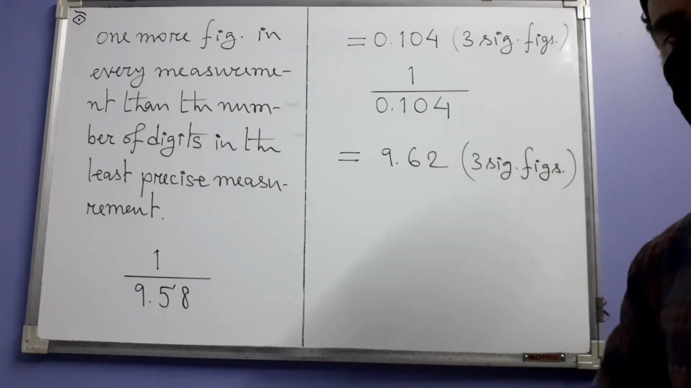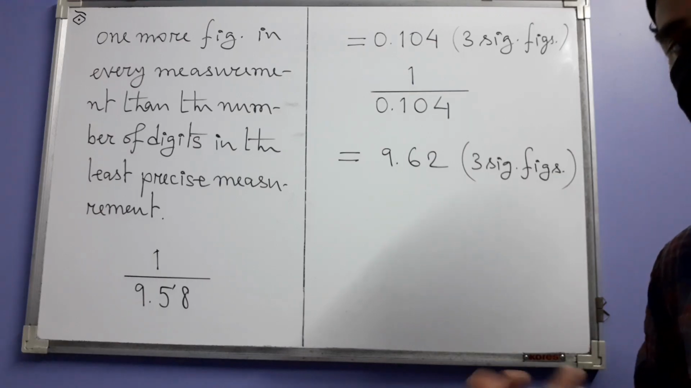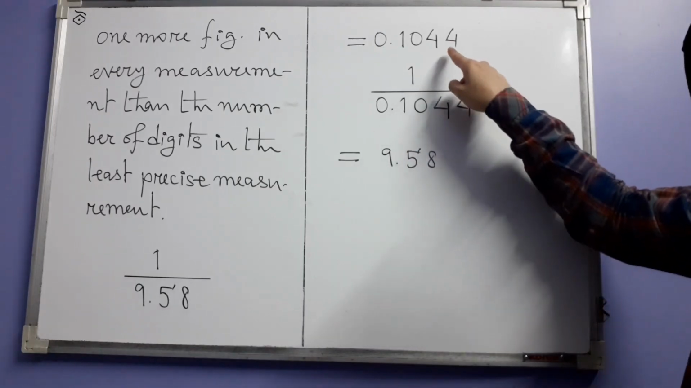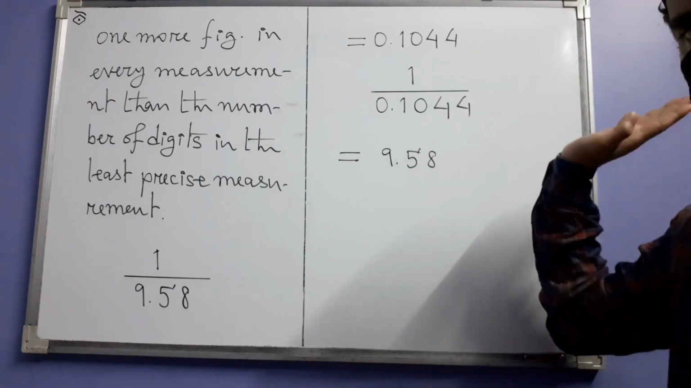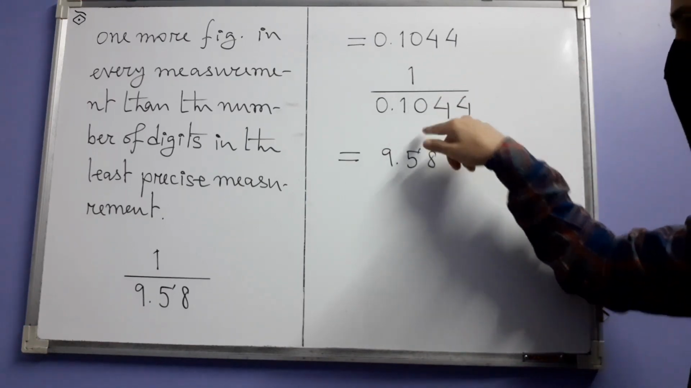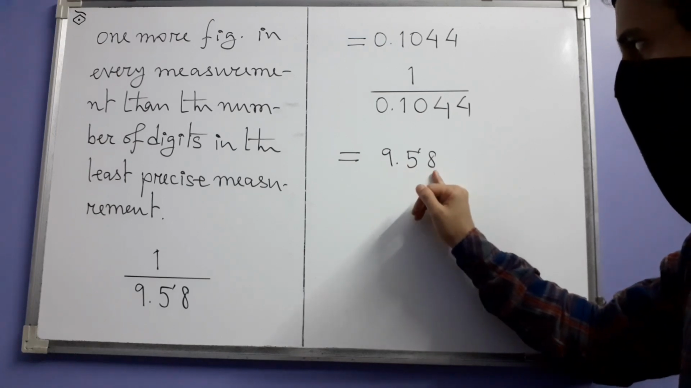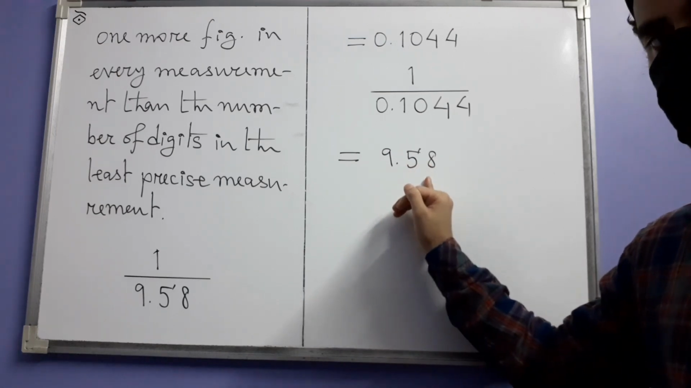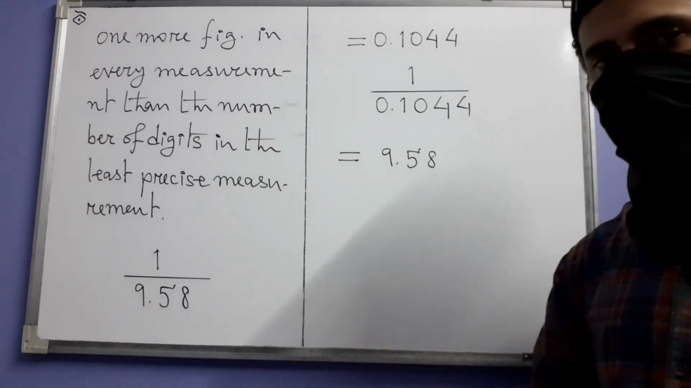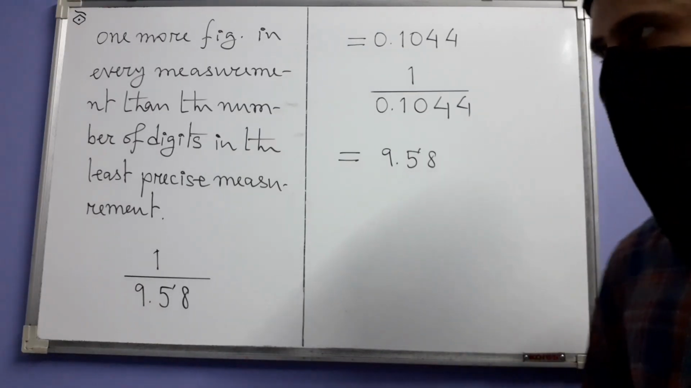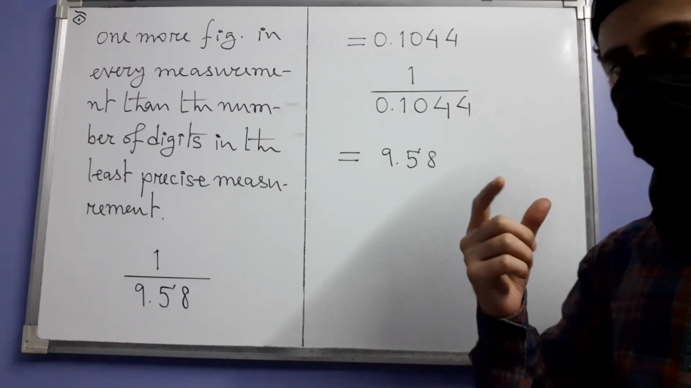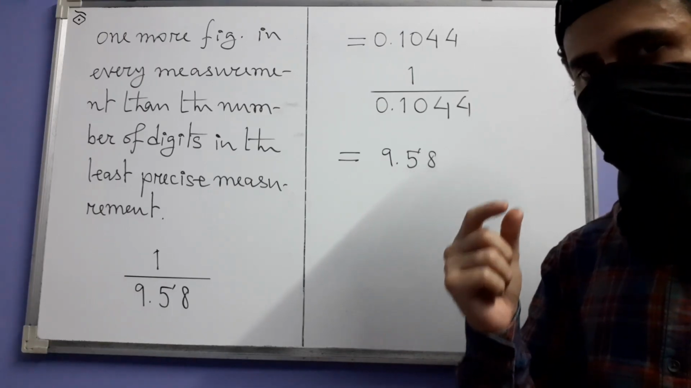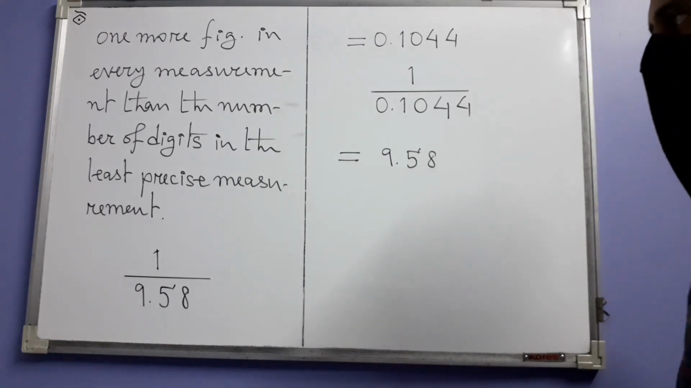However, if we do follow this advice in this same situation, then what will happen? Let us see. So this time we keep one more digit and that turns out to be 4. After 4 also there are other digits which had to be removed, and then we take its reciprocal and we see that this time we actually find 9.58 as the final answer. So we get back what we started with, and that is why we should keep one more digit than the number of significant digits in the least accurate measurement.